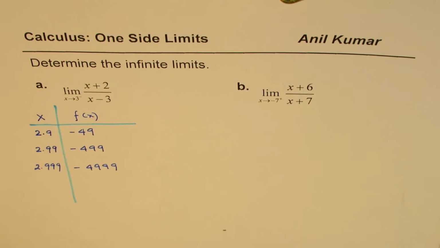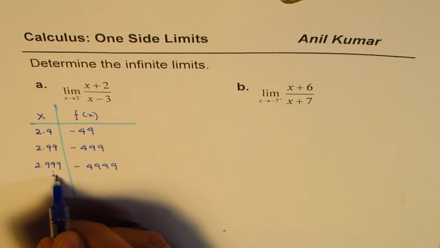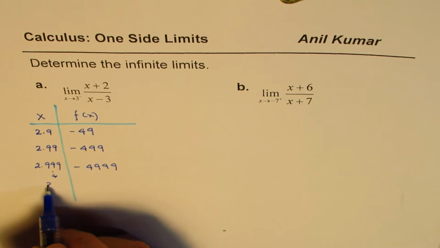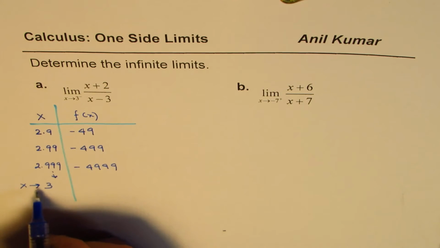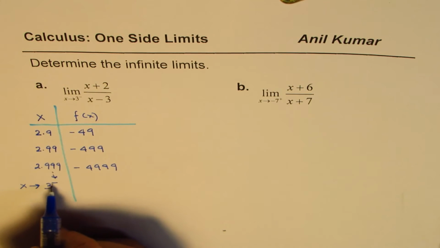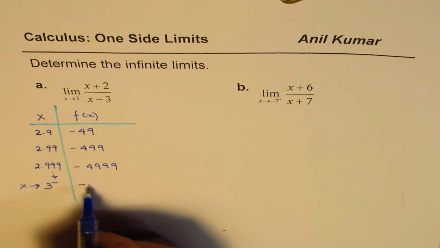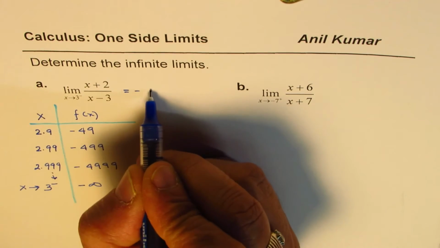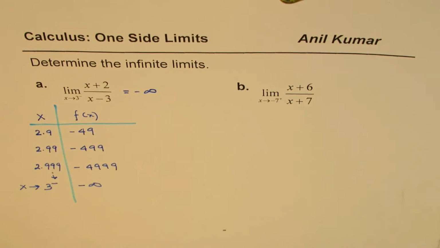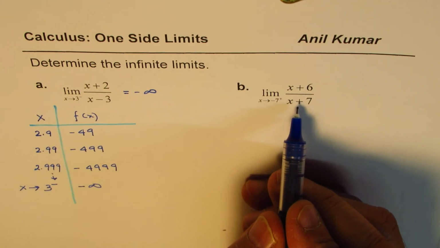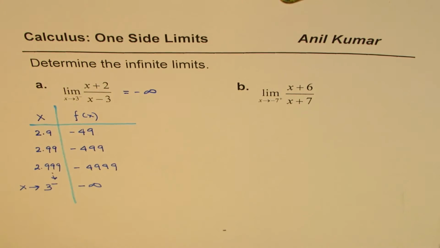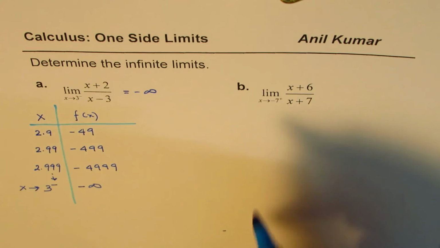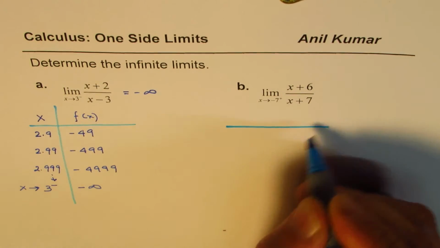So as we approach closer and closer, we say as x approaches 3 from the lesser side, the left side, this value approaches negative infinity. Do you see that? So we can write this as negative infinity. Correct? You can do the same exercise for the next function, right? Now I will leave that as an exercise for you.